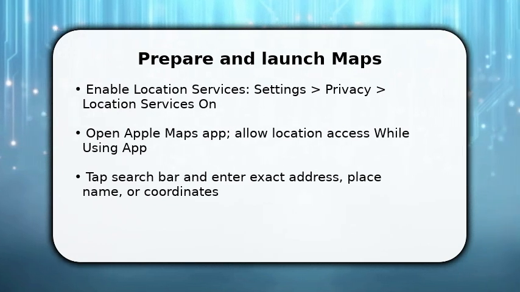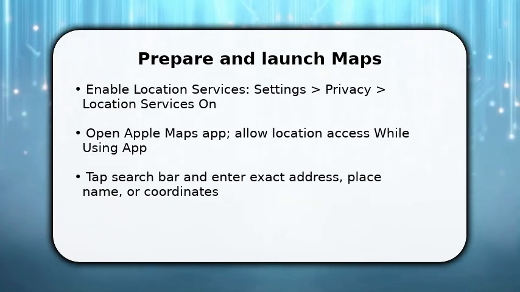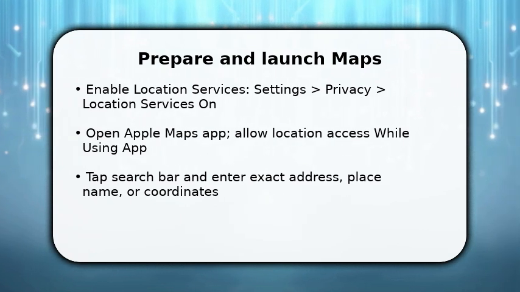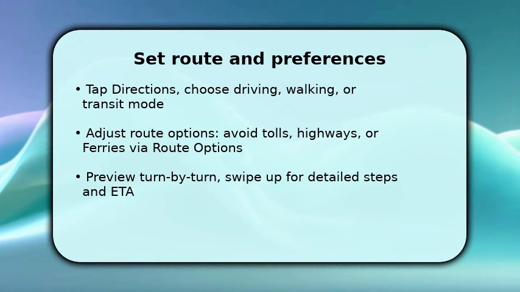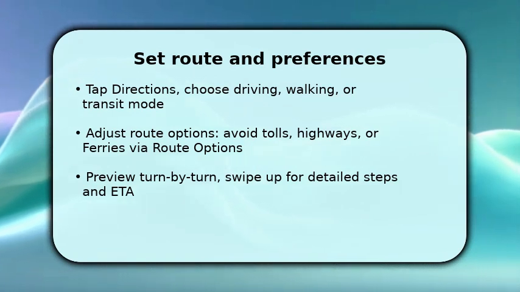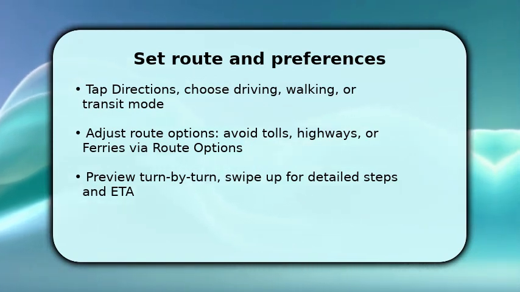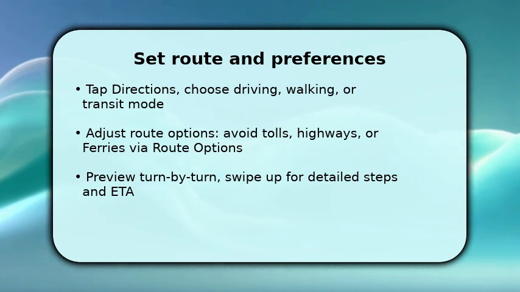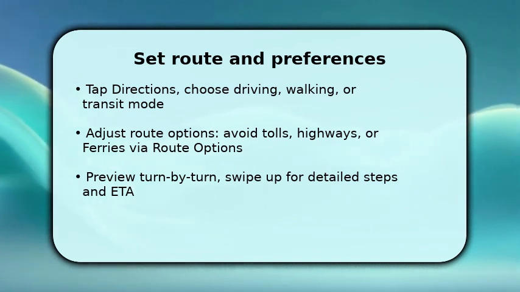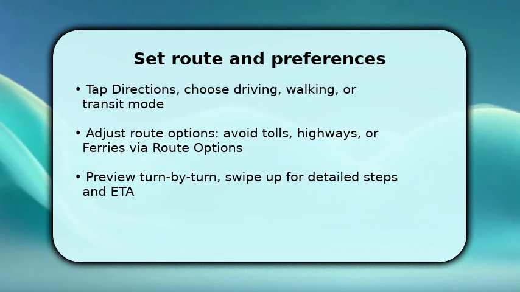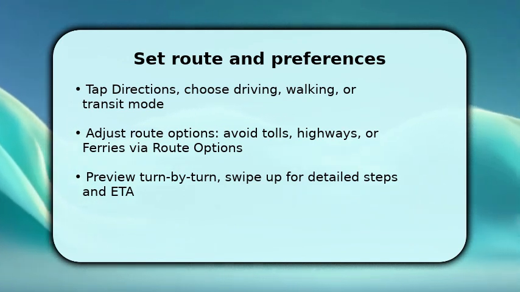Now set the route. Tap directions and pick driving, walking, or transit depending on your trip. Once chosen, tap route options to avoid tolls, highways, or ferries if you need a specific path. Preview the suggested route and swipe up to reveal turn-by-turn steps and ETA. This helps you anticipate complex intersections. If there are multiple routes, compare time and distance, and pick the one that matches your needs. Make sure cellular or offline map data.